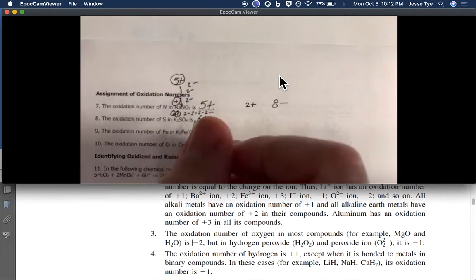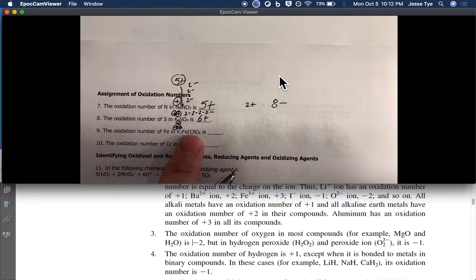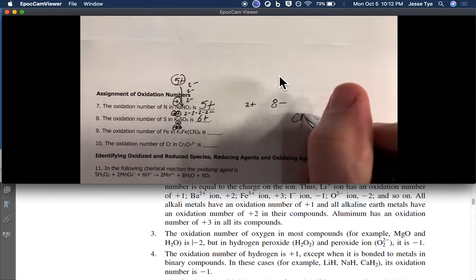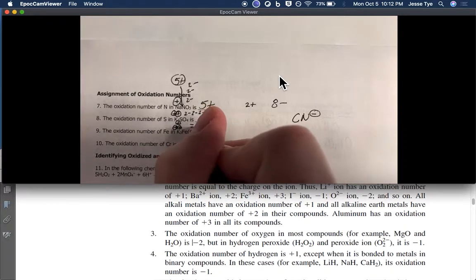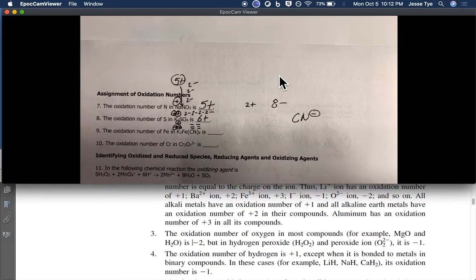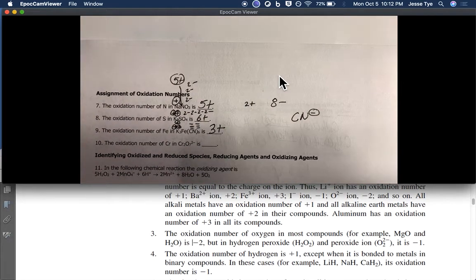For 9 here, the potassiums again are easy. They're in the first column, so those all just have a +1. This is a polyatomic anion. This is cyanide, CN-. So each of those has a -1 charge. So 6 minuses from the cyanides, 3 pluses from the potassiums means that this has to be iron 3.